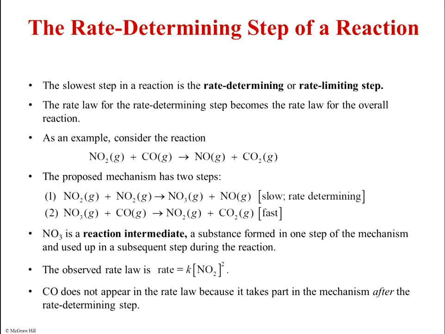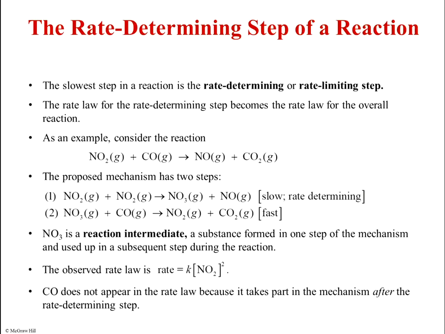The first step in the proposed mechanism is two molecules of nitrogen dioxide collide to give nitrogen trioxide plus nitric oxide. And this is known to be a very slow process. And it's proposed that this is the rate determining step. The second step is where nitrogen trioxide collides with carbon monoxide to give NO2 and CO2. This is the fast step.